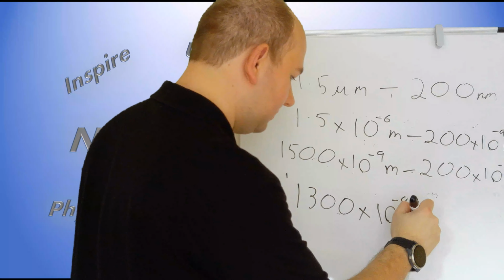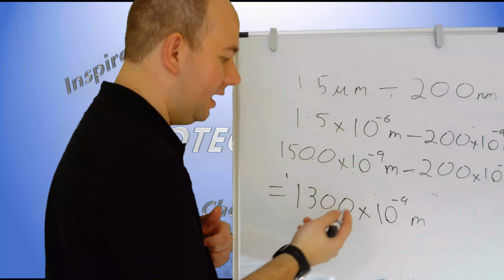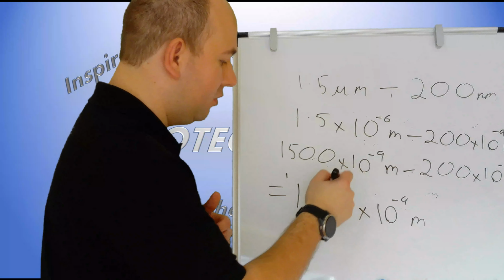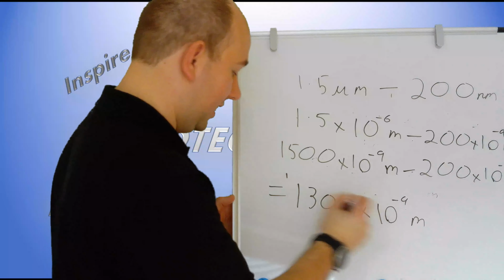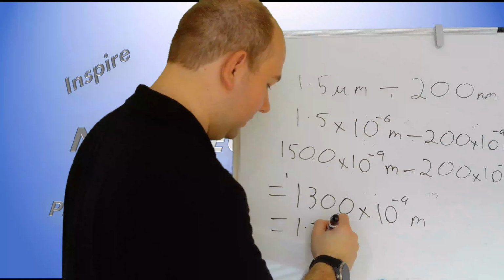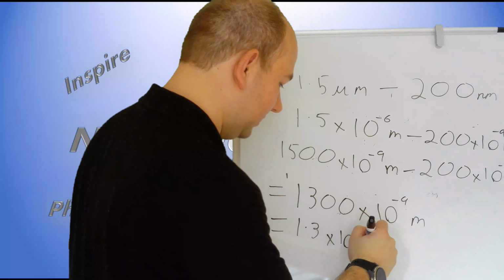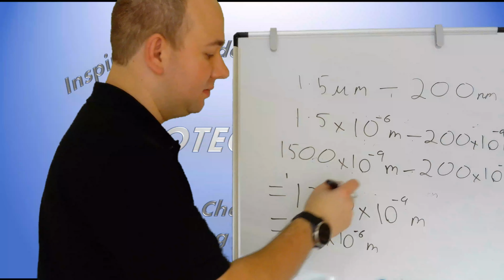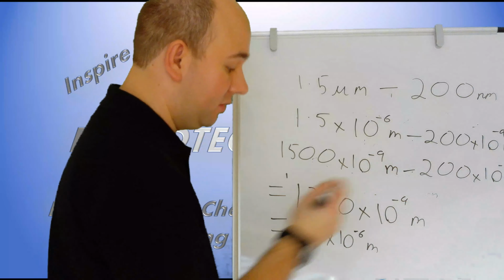to the minus 9 meters. We could of course convert this into another number by moving the decimal point and changing this to 6. So we could also say that this is equal to 1.3 times 10 to the minus 6 meters by just converting this and moving the decimal points the other way, and therefore taking 3 off that number, or adding 3 to that number because we're in the negative.